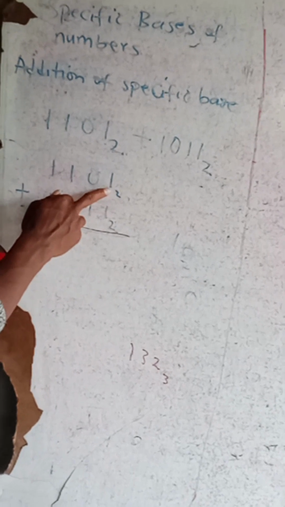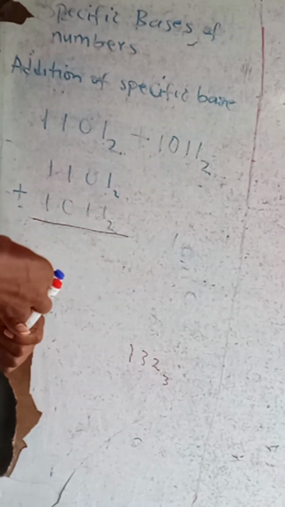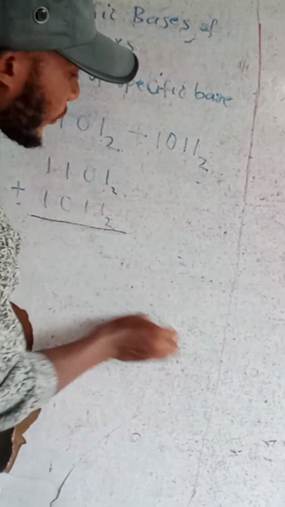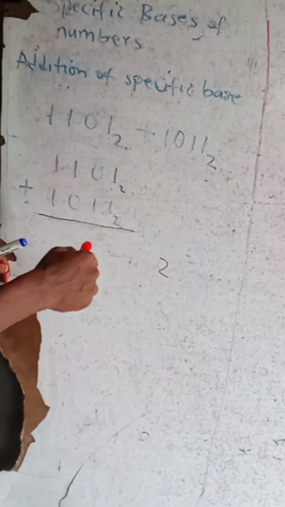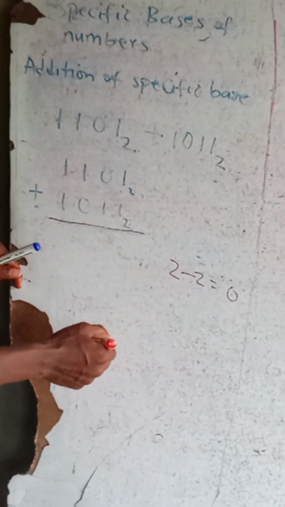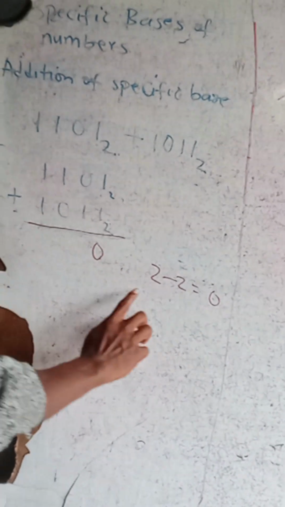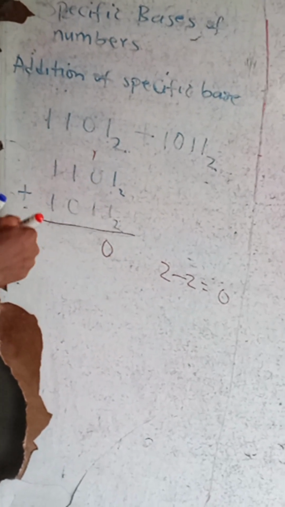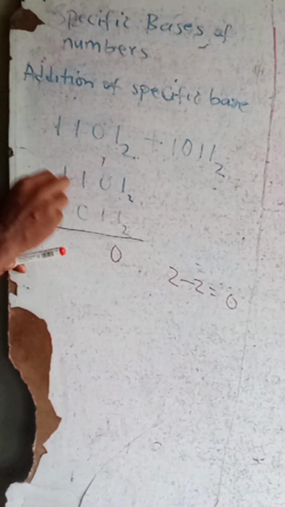Are you getting it? So when you have 1 plus 1 is 2, and the 2 is equal to the base, you subtract the base from the number. 2 minus 2 is 0. And 0 is less than 2, which means you can write 0. And since you subtracted once, you raise 1 to the next column. Here, this is 0. 0 plus 1 is 1.